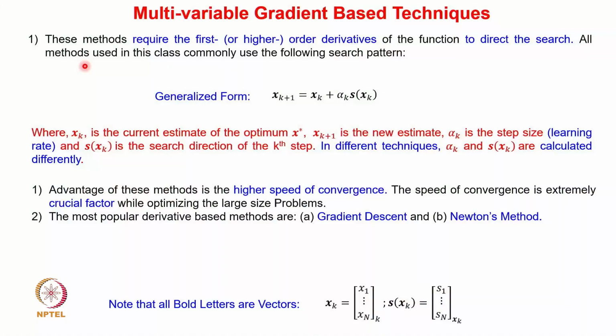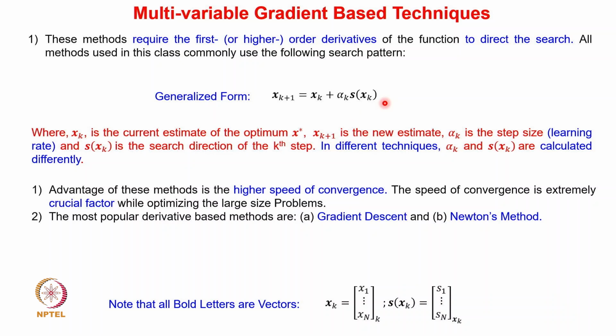So in this case, you can see that the multivariable gradient based methods require the first or higher order derivatives of the function to direct the search. All methods used in this class commonly use the following search pattern. All these derivative based methods use a generalized form like this, where xk plus 1 is the new optimal guess which we have obtained at the k plus 1th iteration. We calculate that based on the optimal guess we had at the current, kth iteration, plus alpha k, which is the learning rate or step size at the kth iteration, times sxk. Sxk is the search direction.